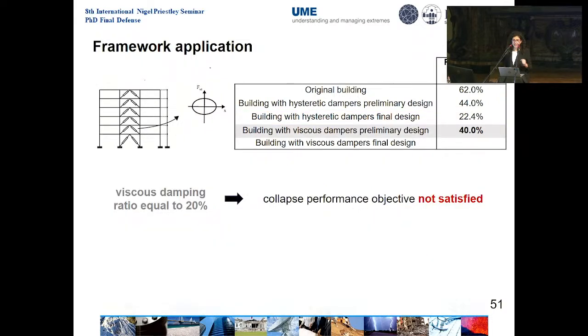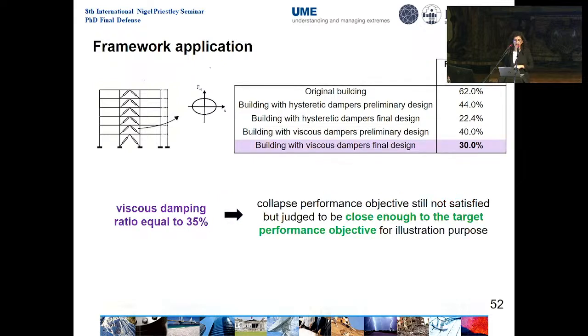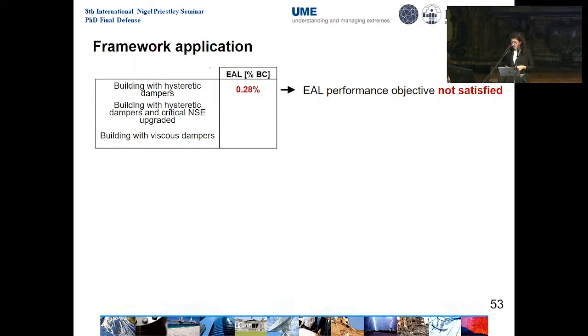For the viscous damping retrofitting option, same thing. So first we assume a viscous damping ratio equal to 20%. The probability of collapse was still very high, so we increased the damping to 35%. We're close to the performance objective, but we did not reach it yet. However, you will see we will apply the loss estimation step also to this building configuration.